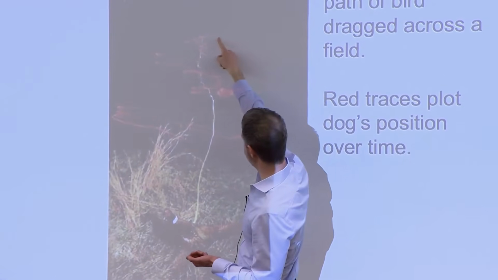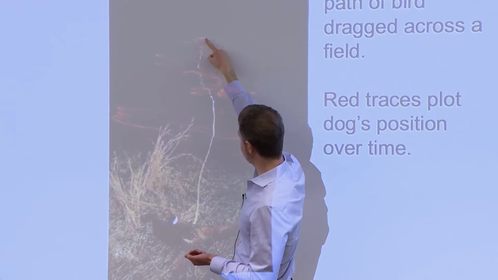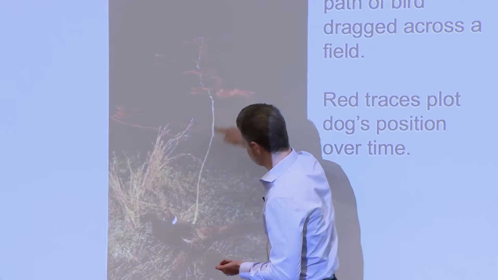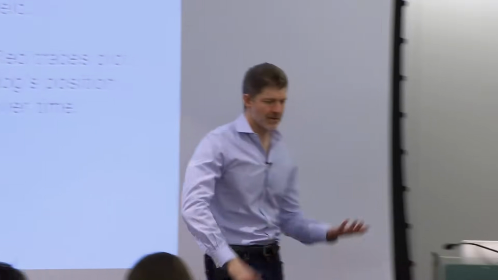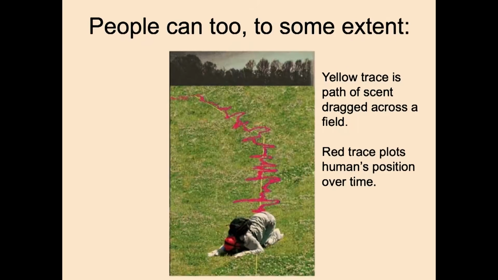Initially it runs around until it finds some hint of the smell, and then it's able to follow this, right? Dogs are really good at this, and you've probably heard about this being done in the context of police work, and they've been doing this for millennia. So animals do this a lot. People can do this too to some extent.